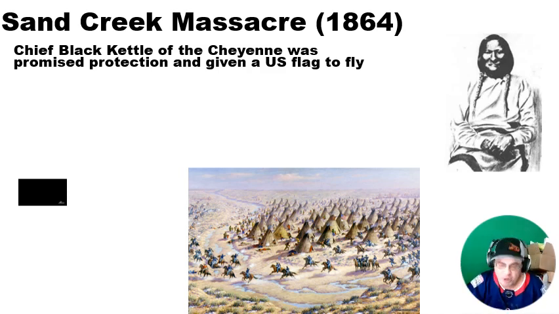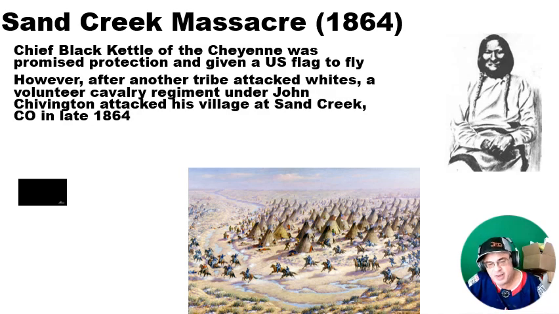And he had been promised, and this gives you an example of a lot of the broken deals, protection as long as he flew an American flag, essentially acknowledging American sovereignty over his land. So he had relocated out to Wyoming. But there had been an Indian attack on some white settlers. And as so often happens, a group was raised to go out and find these Indians and get revenge or stop them from doing it.